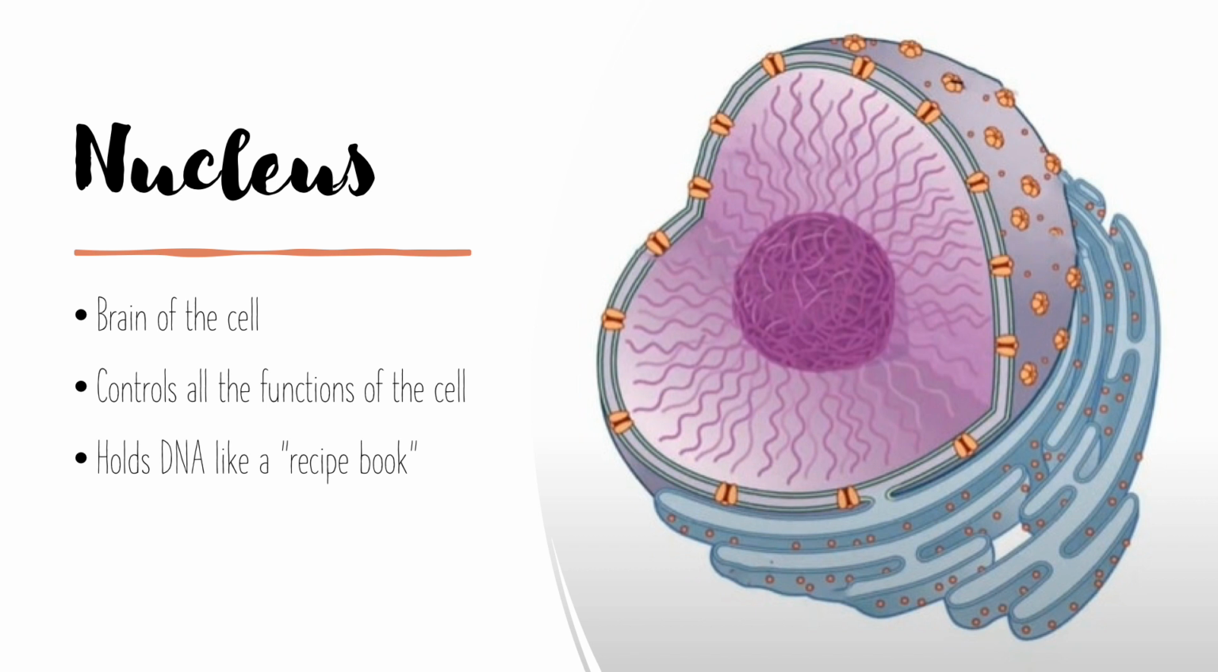And then lastly, we have the brain of the cell, which is the nucleus. It controls all the functions of the cell, and the ball in the middle holds all the DNA, which is like the recipe book for the cell to make the products that they need.